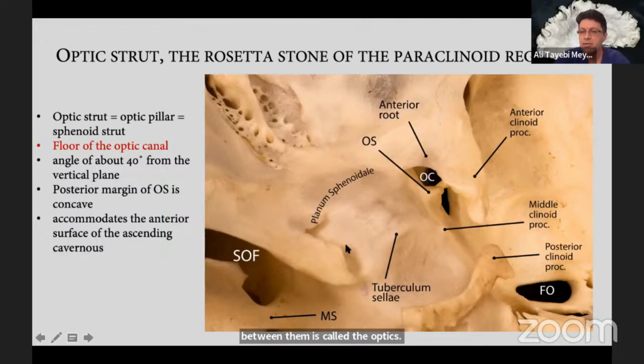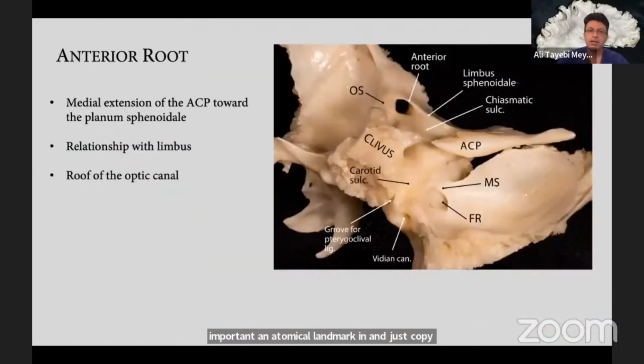Here you have the foramen rotundum that you cannot see, I will show you. And there is an island of bone that separates it from the SOF again. This is called the maxillary strut because it separates the maxillary nerve from the SOF. That is a very important anatomical landmark in endoscopic skull base surgery. So again, the anterior root we talked about, and you can see the maxillary strut here even better.